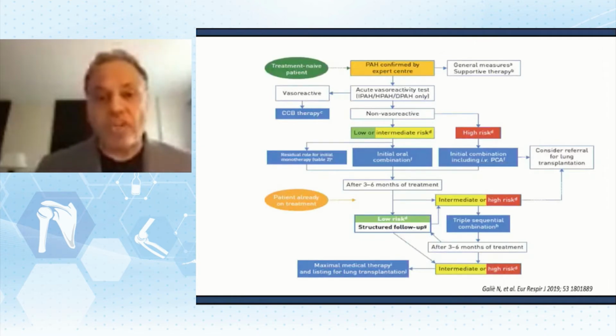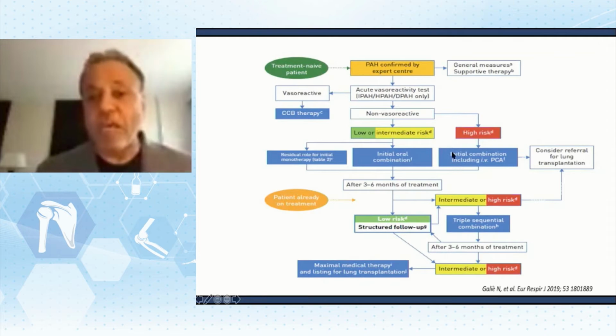So when we start treating those patients, we look at which zone the patient is in. Those who are, for example, in the red zone, we start with upfront combination therapy, including IV prostacyclin.